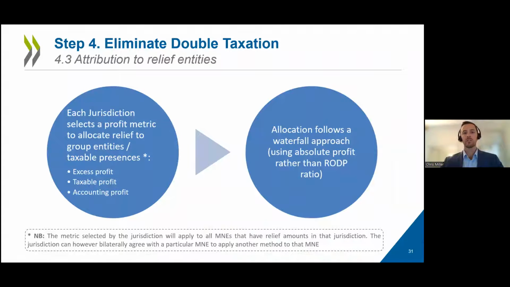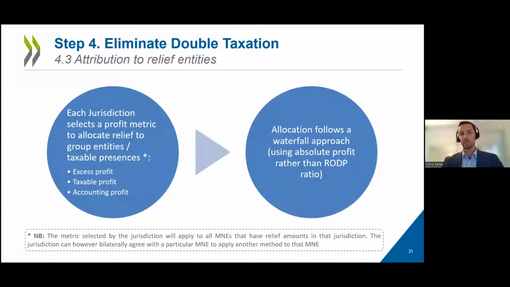And so therefore we need a mechanism to translate those jurisdictional relief allocations to entities. And so to do this, first of all, each jurisdiction actually will nominate the relevant profit measure that it chooses as its profit measure that will be applicable to it for Amount A elimination purposes for push down here. And that particular measure of profit as selected by jurisdiction A would apply across the board for all M&Es for their relief push down under Amount A in that jurisdiction.